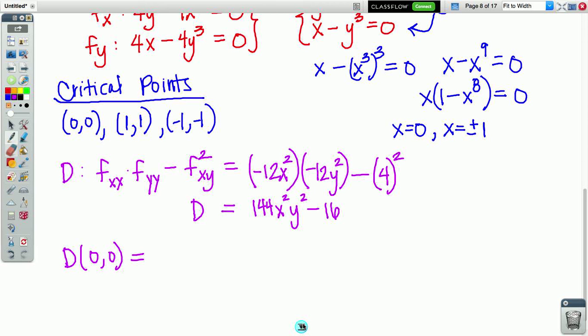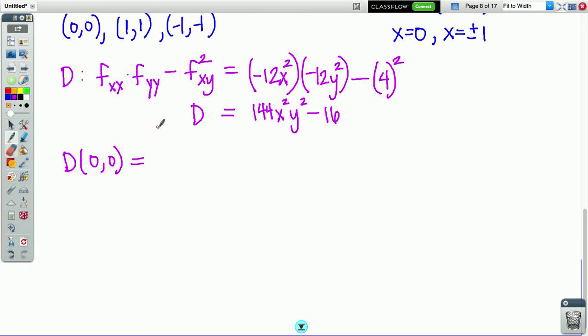So in this determinant, when I plug in 0, 0, I get negative 16, which is that weird situation. When the determinant is negative, that tells me this is a saddle point. So 0, 0 is a saddle point. That's the Pringle shape, neither a max nor a min. Let's try with 1, 1.